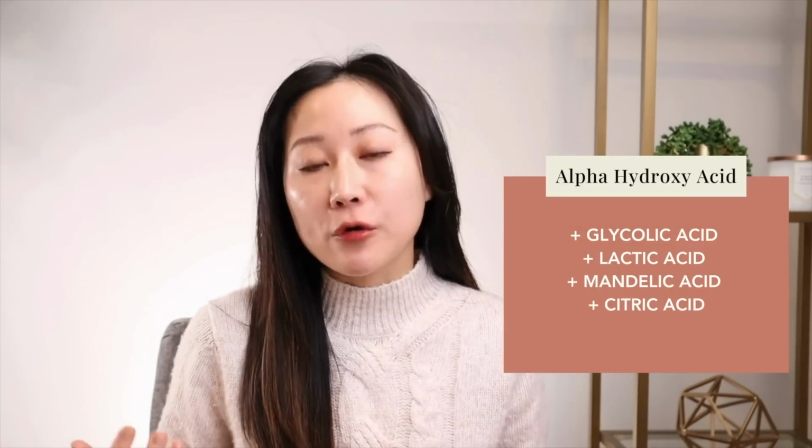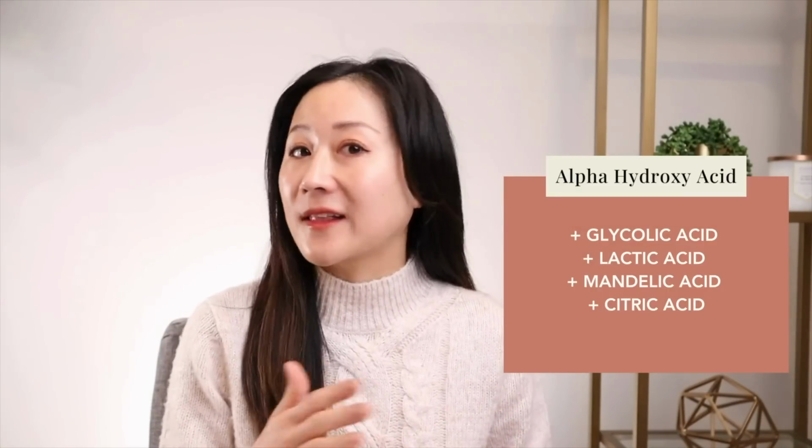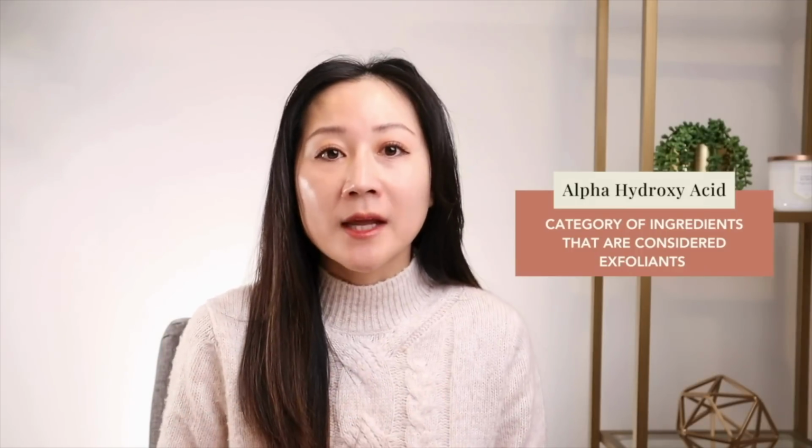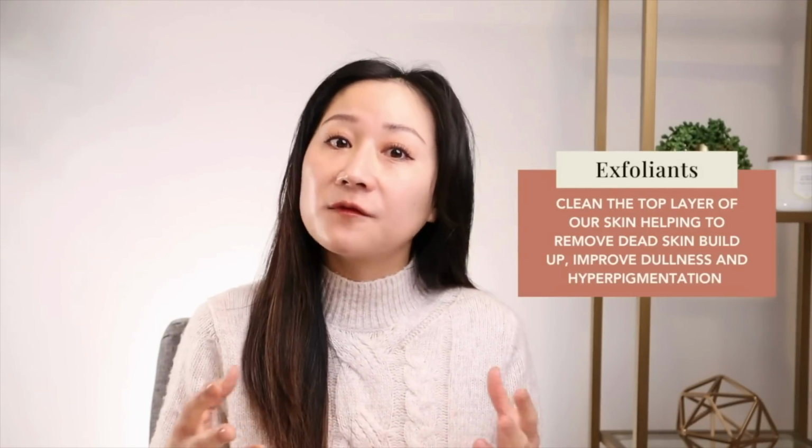First up, what is glycolic acid? We see it all the time. We talk about it all the time. Well, glycolic acid is the most popular type of alpha hydroxy acid. Alpha hydroxy acid is just a category of ingredients that not only includes glycolic acid, but also lactic acid. You may have even seen mandelic acid, citric acid, etc. It is considered a group of exfoliants.